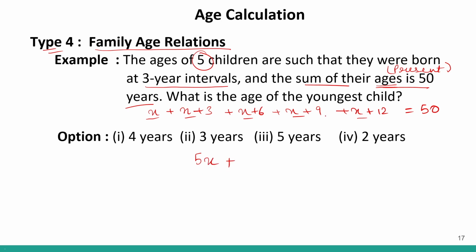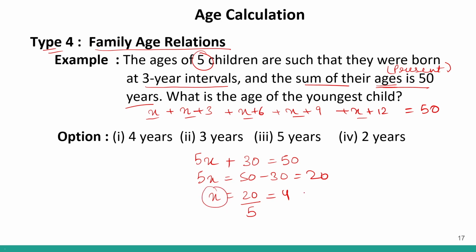9 plus 9, 18. 18 plus 12, 30. So 5x plus 30 equals 50. This is the equation. So 5x will be how much? 50 minus 30. This is equal to 20. Correct? So x will be how much? x will be 20 divided by 5, and this is 4. So x is equal to 4. This we have found out from this particular equation.